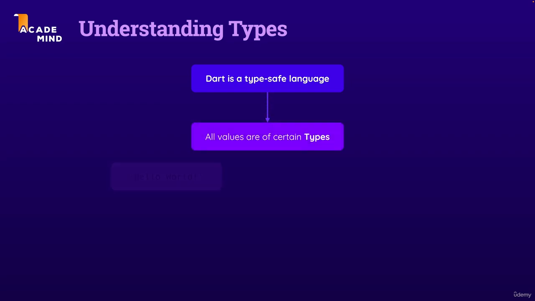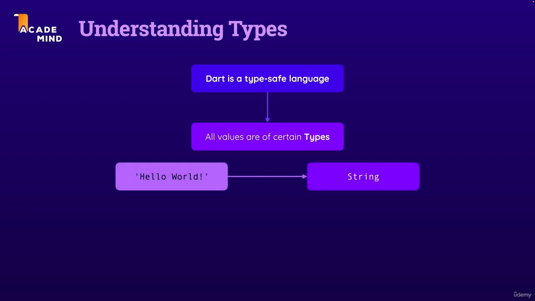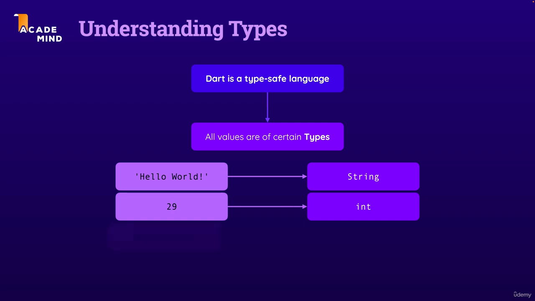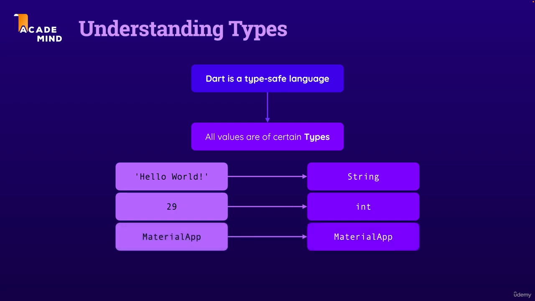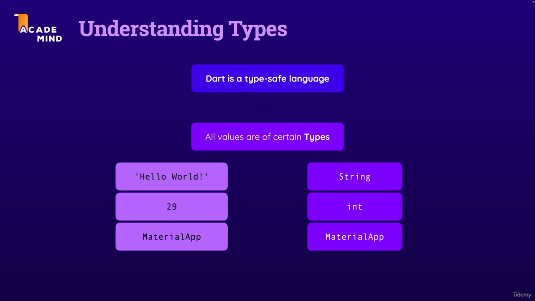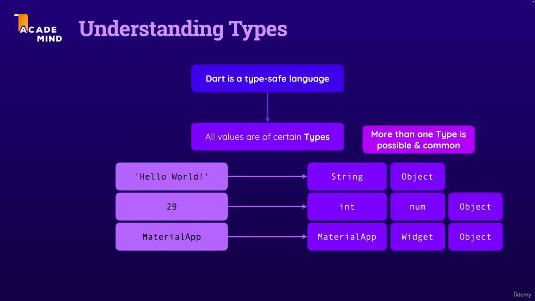For example, this hello world text is a so-called string. If we had a number like 29 in our code, it would be of type int. Material app is of type material app. And actually, there's not just one type per value, but instead values are typically of multiple types. For example, this hello world text is not just of type string, but also of type object. The number is not just of type int, but also of type num and of type object. And material app, for example, would be of type material app, but also widget and also object.